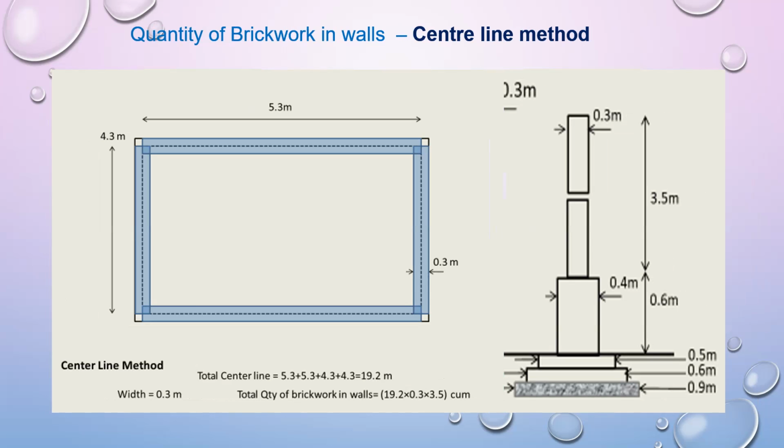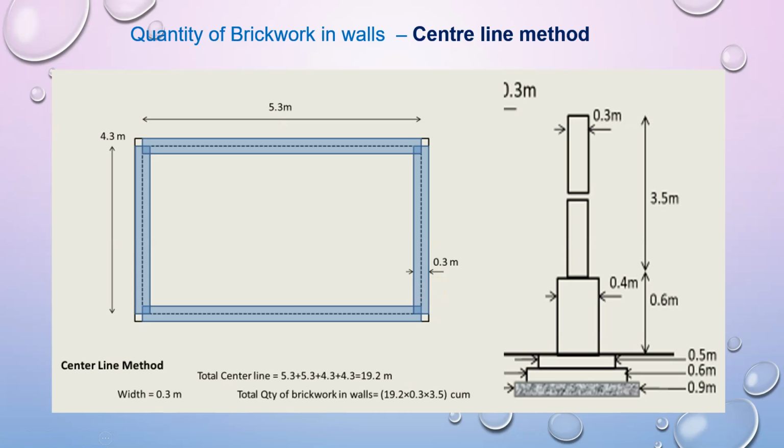We have studied until now how to find out the quantity of PCC in footing and the quantity of the first stage of footing. Here we are going to study, in a similar way, how to find out the quantity of brickwork in walls. The basic principle is the same as whatever we studied in the previous case. The only basic change in this plan is that the width is changing.